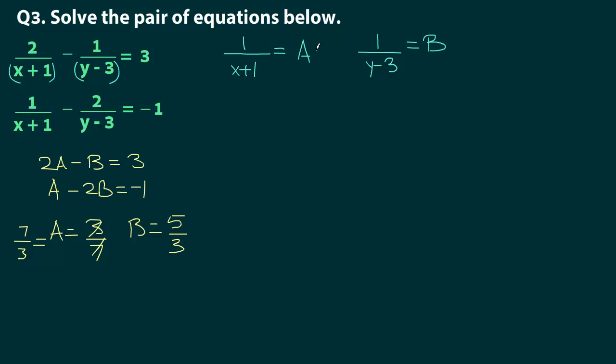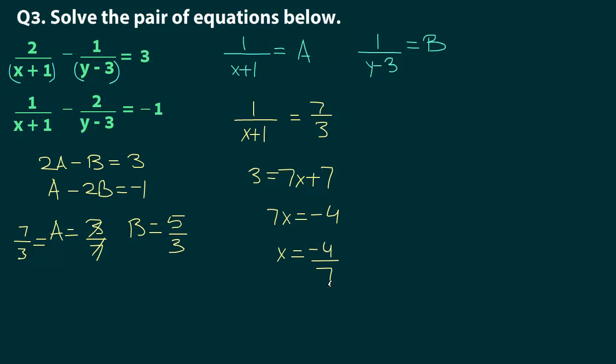So now here we will just replace a by 7 by 3. So here we have 1 divided by x plus 1 equals 7 by 3. And if we solve this, we will cross multiply. So we will have 3 equals 7x plus 7, or 7x will be equal to minus 4, or simply x equals minus 4 by 7. So this is the value of x, minus 4 by 7.